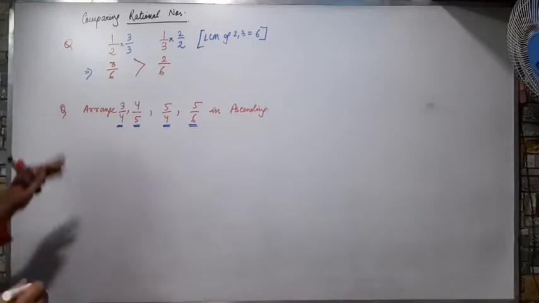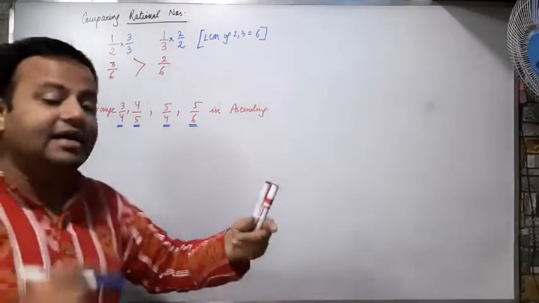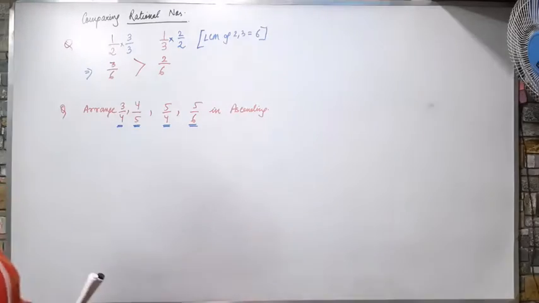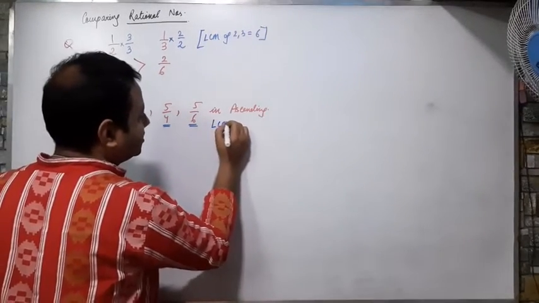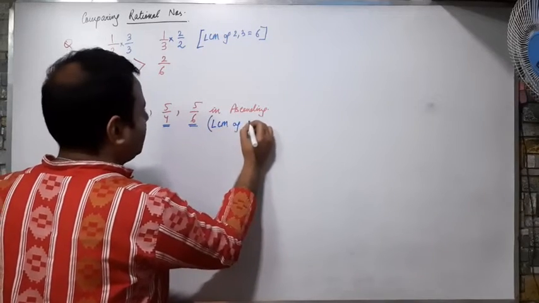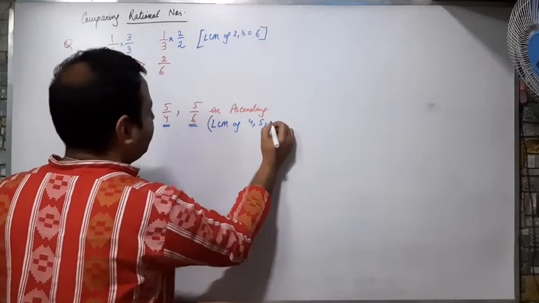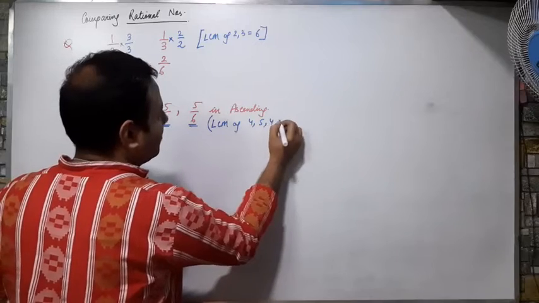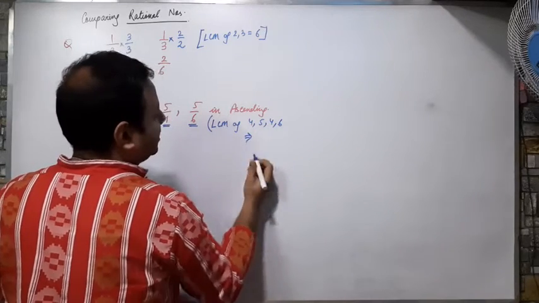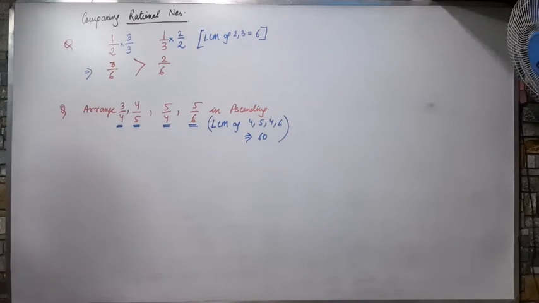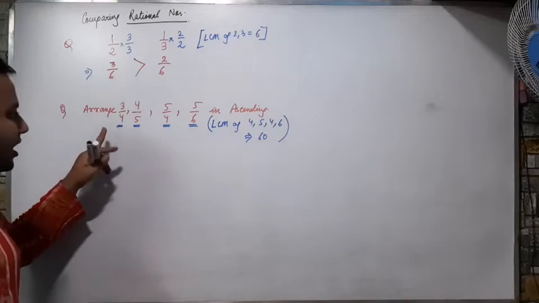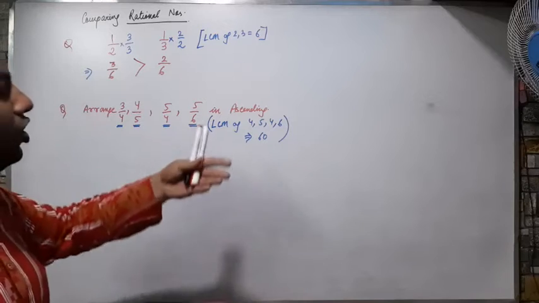What I told, I have to equalize the denominator. You have to make equal the denominator. So what is the LCM of the denominators? LCM of 4, 5, 4, 6. It comes up to 60. So it is my duty to convert each and every denominator to 60.